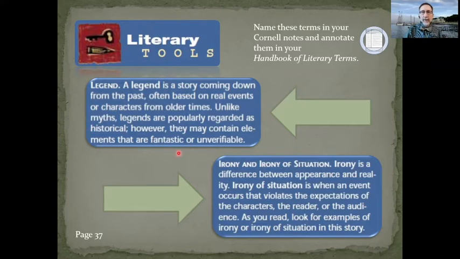The other thing we're going to look for is irony, but specifically this special type of irony called irony of situation. Irony occurs when you have the difference between appearance and reality in a story, but that's a terrible definition. I was never happy with that. Irony has this little extra something. You know it when you see it, but it's hard to put it into words. I'll give you an example here.